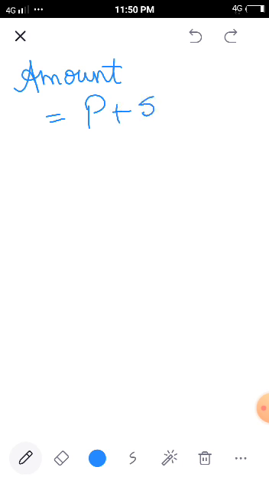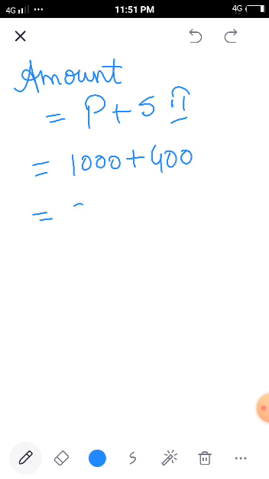Now we have to find the amount. The formula to find the amount is P plus SI. P is 1,000 rupees and interest is 400. So what is the amount? 1,400 rupees. When we are paying back, how much do we have to pay? 1,400 rupees we have to pay. Understood?